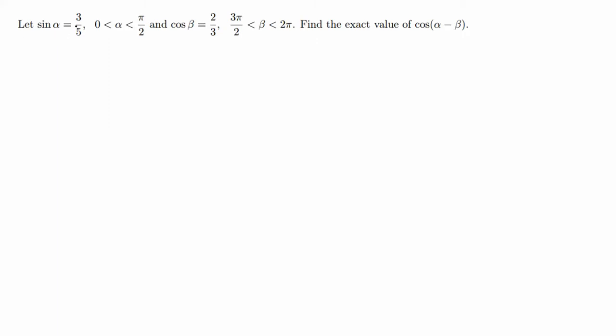Let sine alpha be 3 over 5, and alpha is between 0 and pi over 2. That is the first quadrant. Cosine beta is 2 over 3, and beta is between 3 pi over 2, 270 degrees, and 2 pi, 360 degrees, so the fourth quadrant. And we are asked to find the exact value of cosine alpha minus beta.